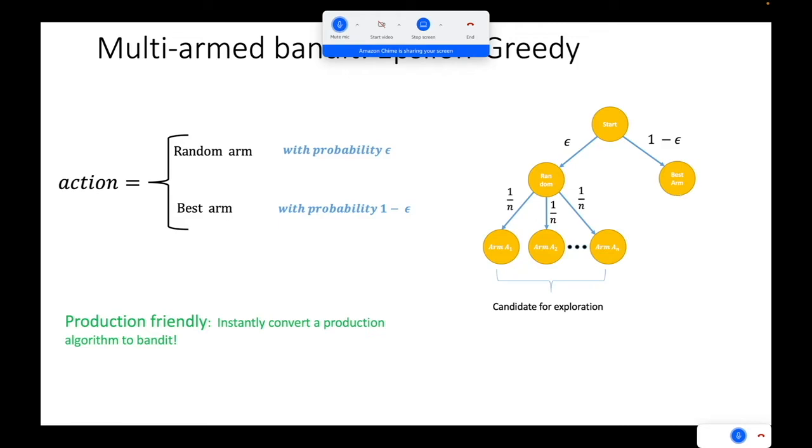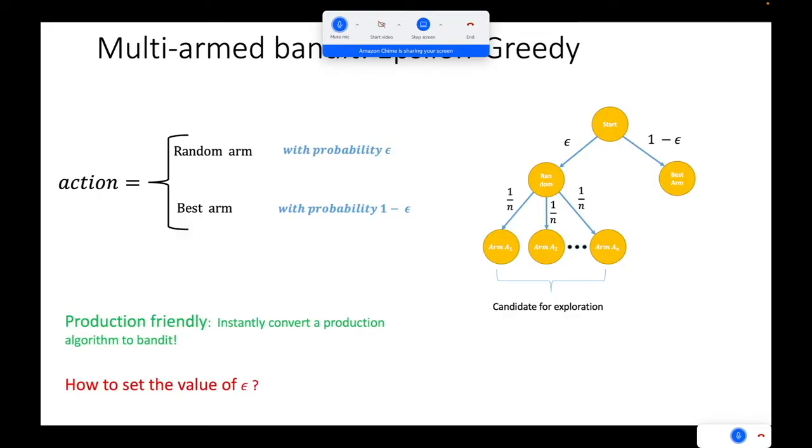Now, it is simple because it's very friendly to productionize such an algorithm, because you might already have some rules, or even a model, as we'll see later. And you can instantly convert that into a bandit algorithm, right? Just allow this exploration or data collection through this branch. Right?